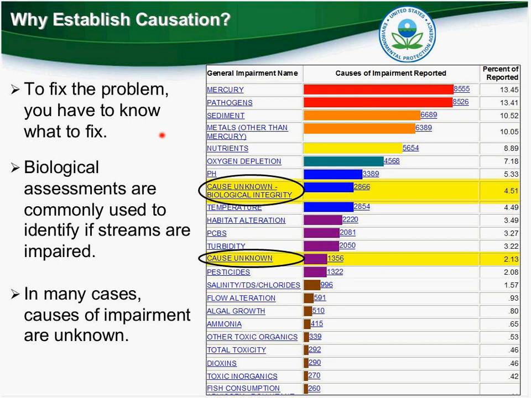So in order to fix it, you have to know what to fix. And biological assessments are commonly used to identify impairments in streams, and in many cases, the causes are unknown.